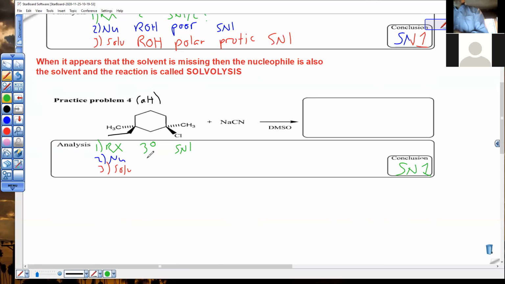Nucleophile is cyanide. Strong. You're thinking SN2, but please, you can't change their mind on a tertiary carbocation. They are intractable. Oh, that's a good word, intractable. Tertiary must be SN1. Will not change that. Not today, anyway. Solvent is DMSO.